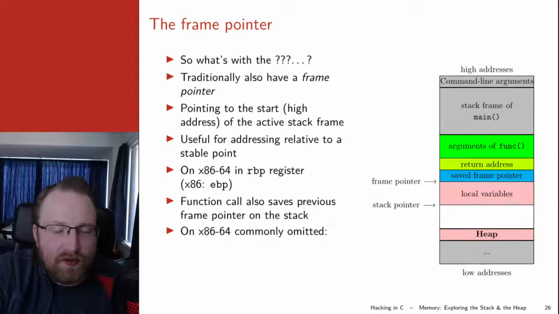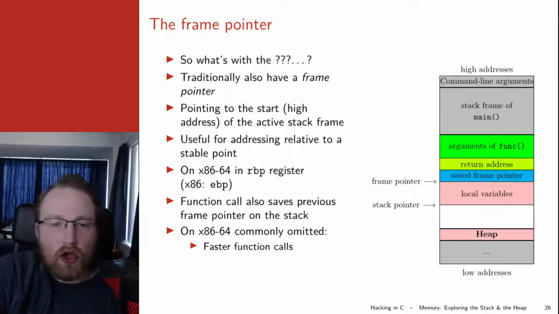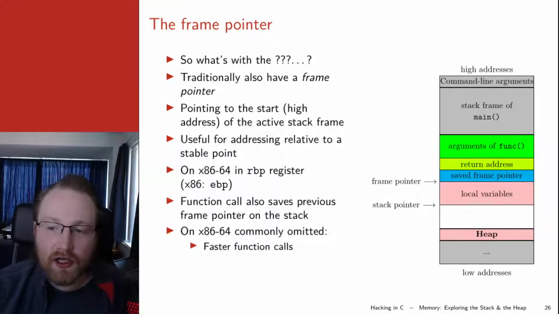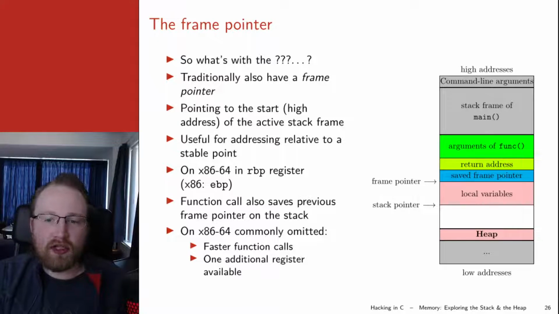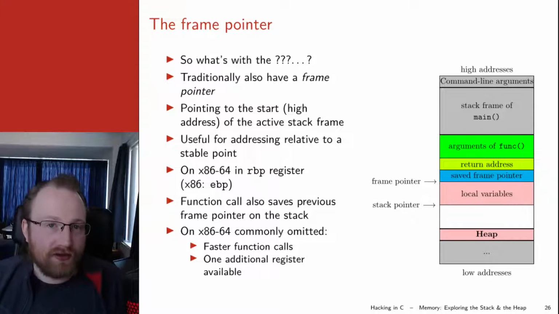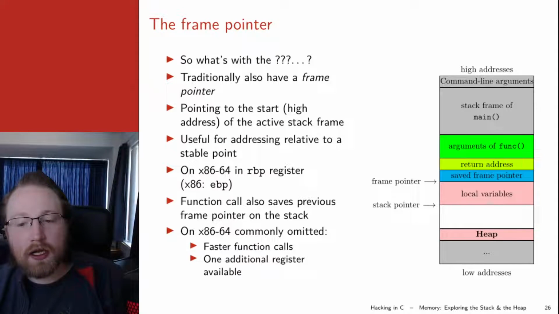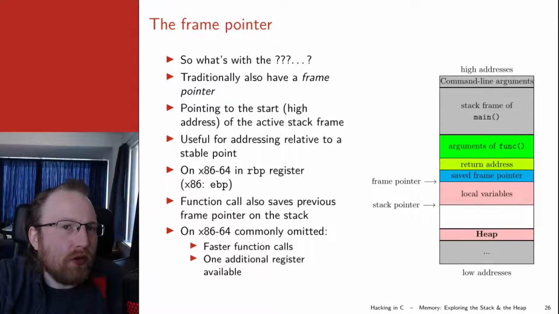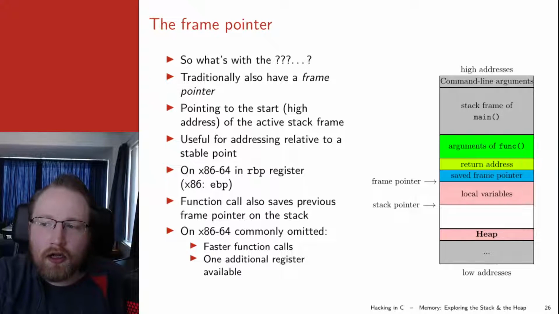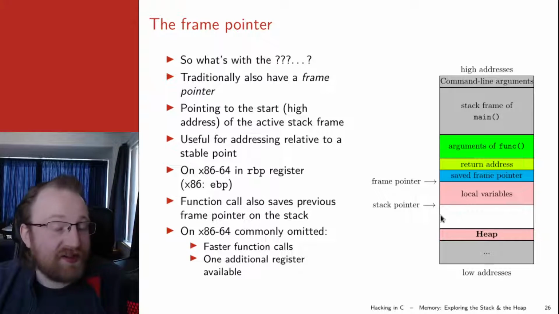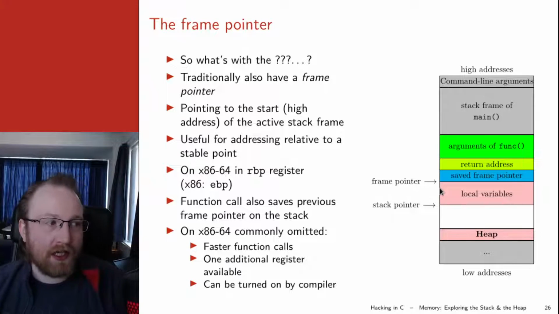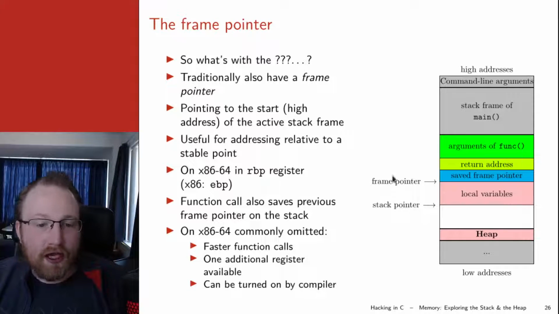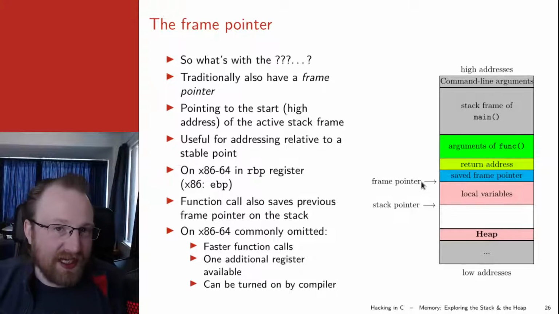But on x86-64, this is commonly omitted because, well, not doing that leads to faster function calls. And not doing that means you have an additional register available. And on a machine where you only have 16 registers to begin with, an additional register can actually speed up code by a lot. And we don't actually need the frame pointer anymore. Compilers have been for a long while smart enough now to just do everything relative to the stack pointer. Now you can still turn the frame pointer on by asking your compiler to do so, but it's not necessary. So if it's not turned on, this saved frame pointer won't be there.